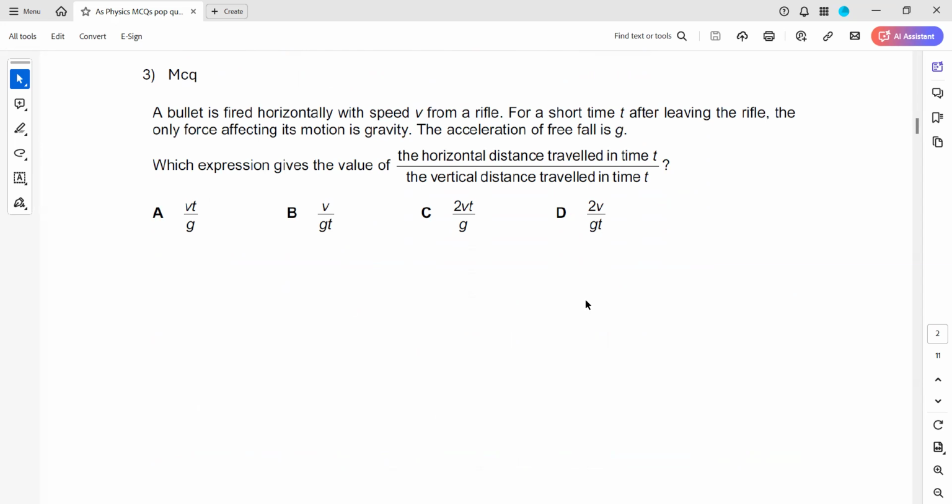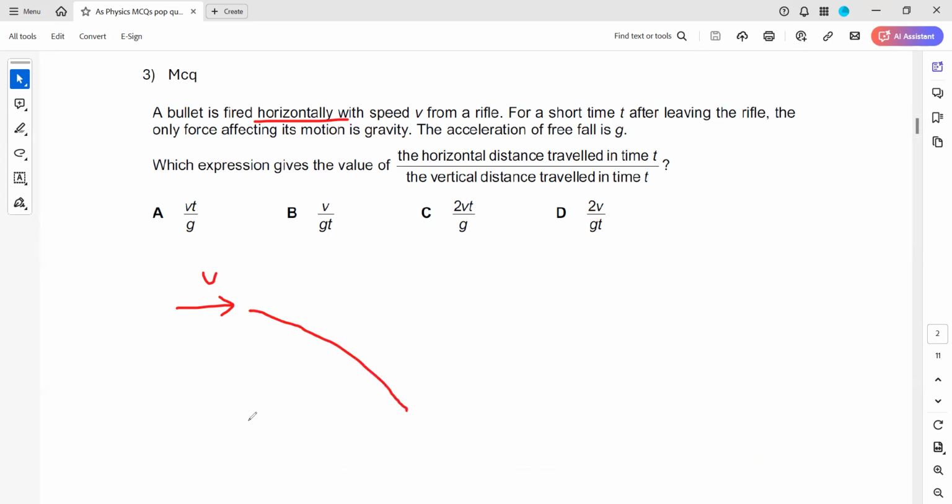So in this question, a bullet is fired horizontally with a speed v. So we have a bullet fired with a speed v from a rifle. For a short time after leaving the rifle, the only force affecting its motion is gravity, and the acceleration of free fall is g. Which expression gives the ratio between the horizontal distance travelled and the vertical distance travelled?